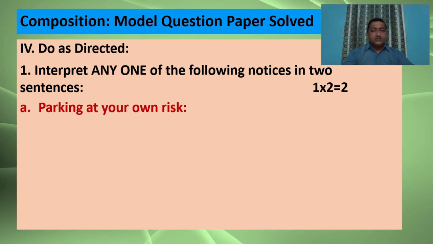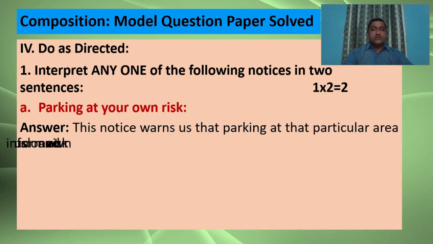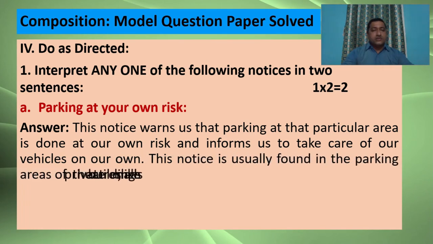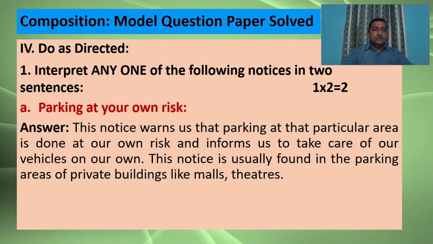When you look at parking at your own risk, you can answer this as: this notice warns us that parking at that particular area is done at our own risk, and it informs us to take care of our vehicles on our own. This notice is usually found in the parking areas of private buildings like malls, theaters, and so on. Likewise, in the first sentence you tell us the meaning of this particular notice, and in the next sentence you mention the places where it is found.